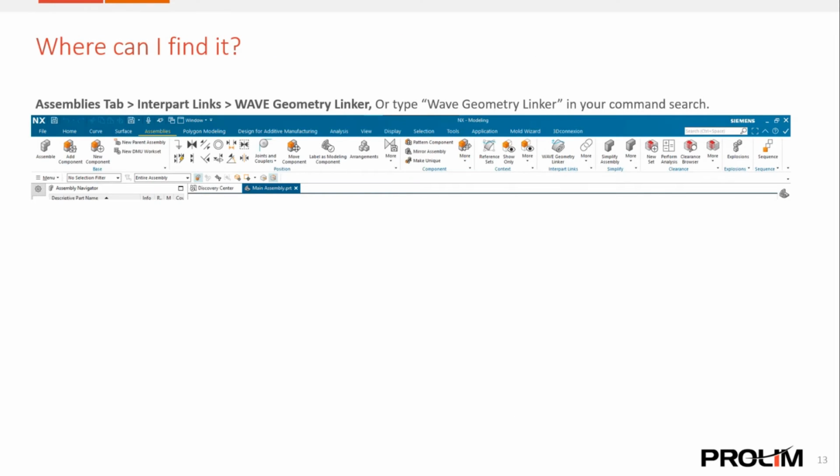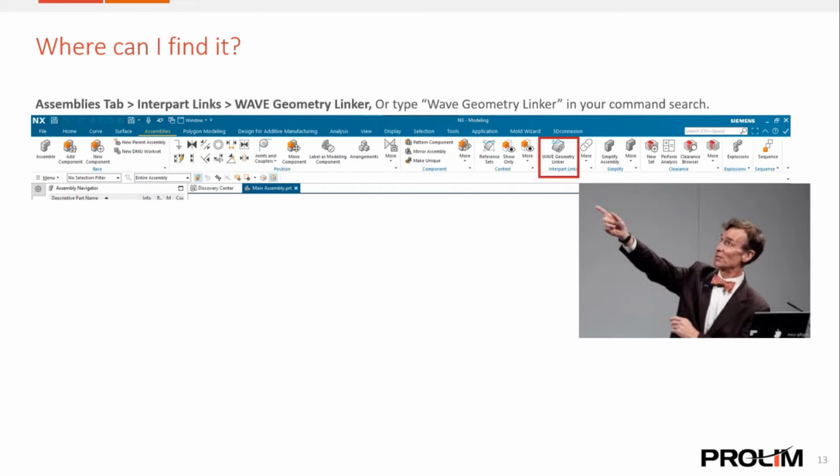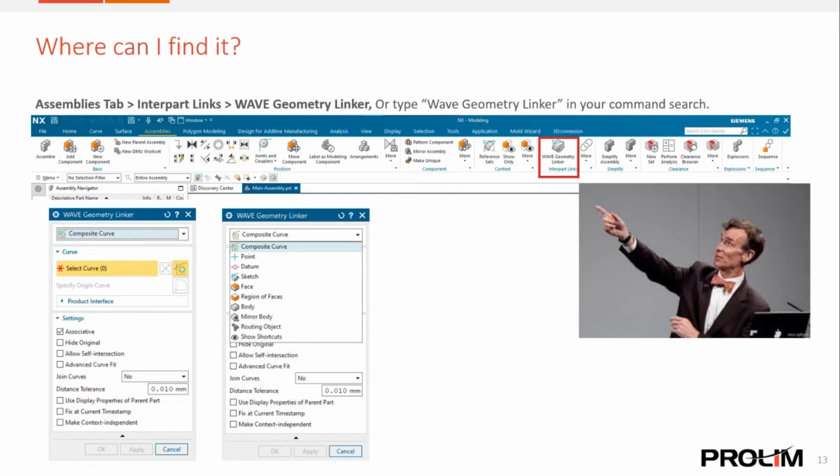Now, where can you find it? Well, in your Assemblies tab, Interpart Links and Wave Geometry Linker. That's where you can find it, or you can just type Wave Geometry Linker in your command search. And if you need help finding it, I've recruited Bill Nye the Science Guy to show you exactly where. Now, when you click on that icon, this will open up a dialog box. And this is what that dialog box looks like, where we have our red asterisk.